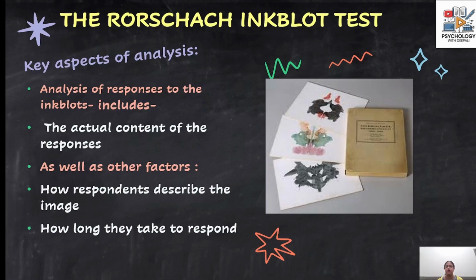Then there are other factors which are taken into account. How do they describe the image? Is there any emotional tone to their description? Do they do it in detail, or do they take a shortcut and give very monosyllabic responses? Or how long do they take to respond? Sometimes the subject may just look at the card and not respond for very long and then suddenly give a response. Or there are some individuals who, the moment the card comes in the hand, start responding. So, how long do they take to respond, fast or late?